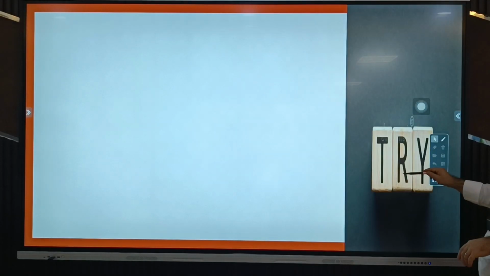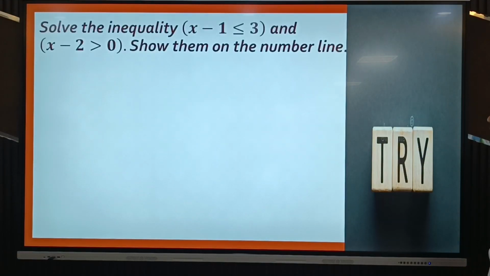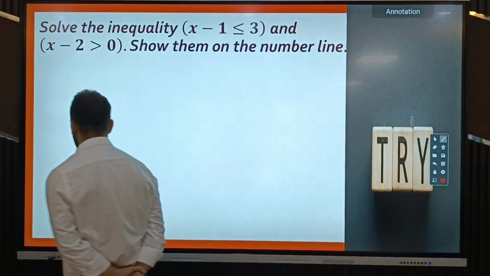Compound inequalities. Let's just try this one. Okay, x minus 1 less than or equal to 3, and x minus 2 greater than 0. Show them on the number line. Okay, we have got this.